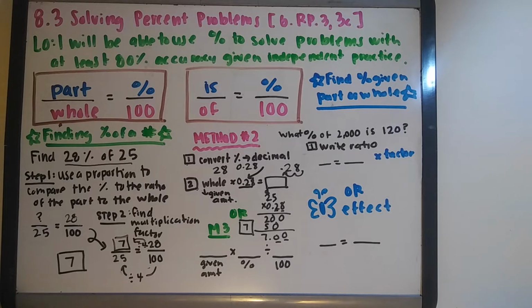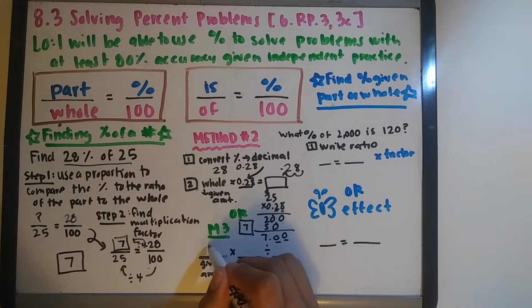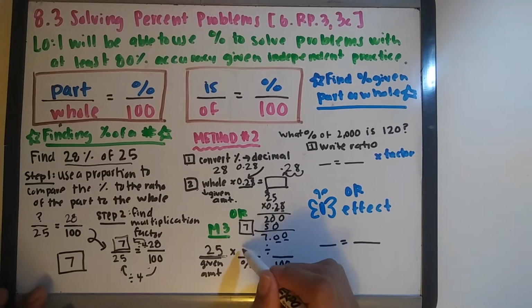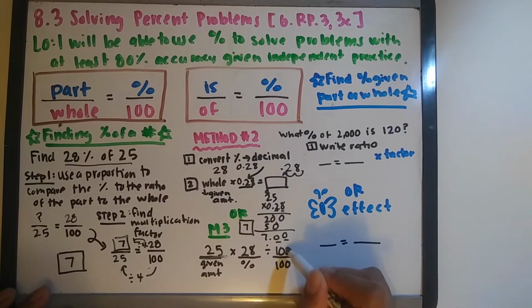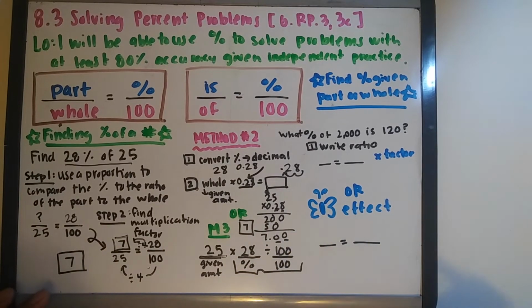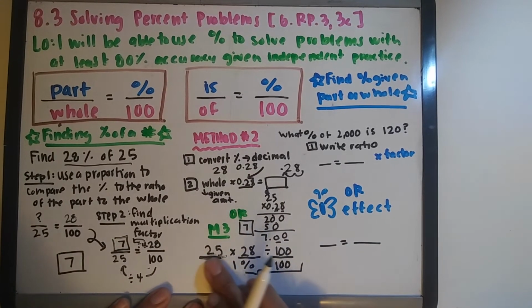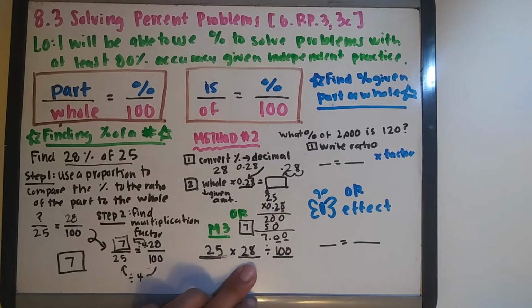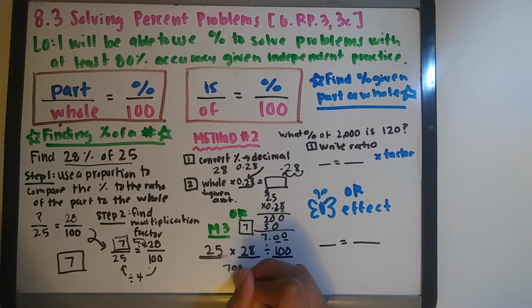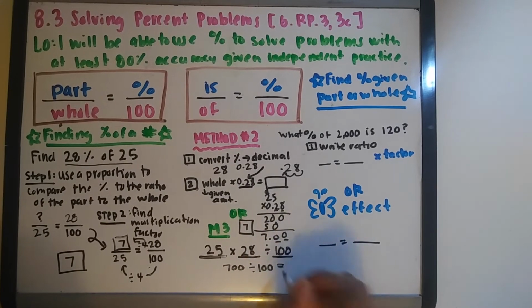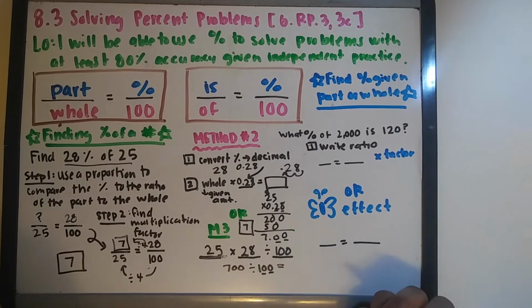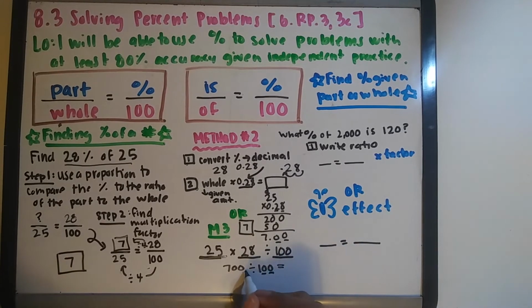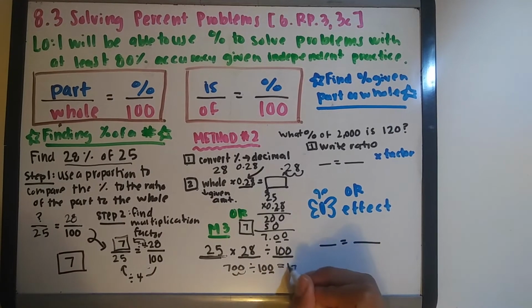Okay? Now, the other way to do it is by basically just writing your given amount, which is 25. So I'm going to write 25. And then times the percentage, 28, and divide by 100. This right here is basically changing it to a decimal, but in case you want to do it, you do it that way. So then I'm going to say 28 times 25 will be 700, and that divided by 100, remember when you divide by 100, you count the zeros, and that's how many times you move to the left, so then that will be 7, which is the same answer, okay?